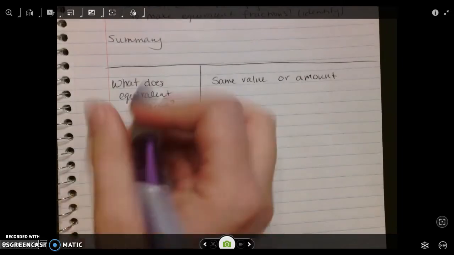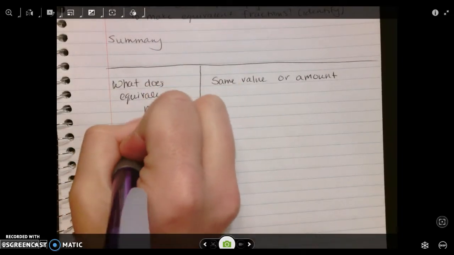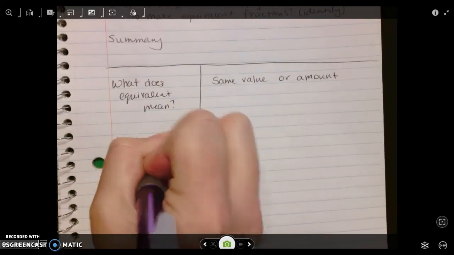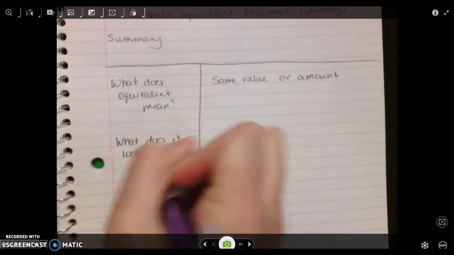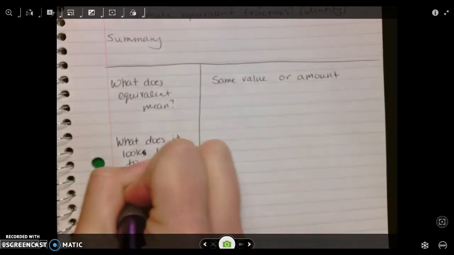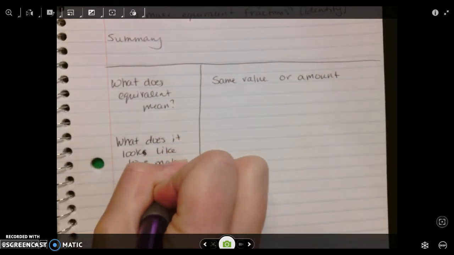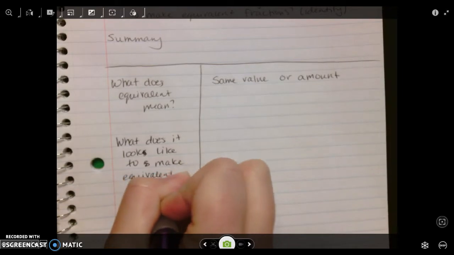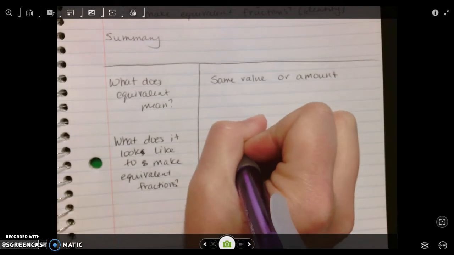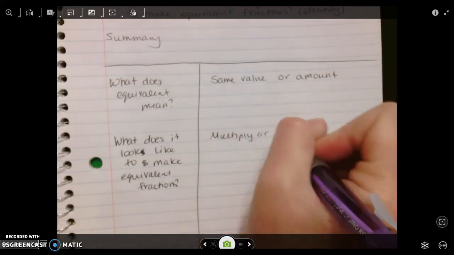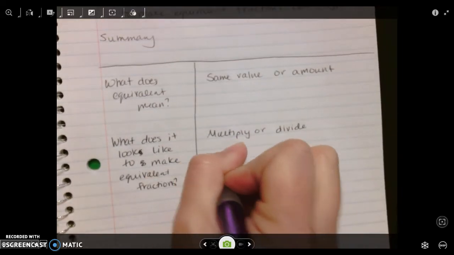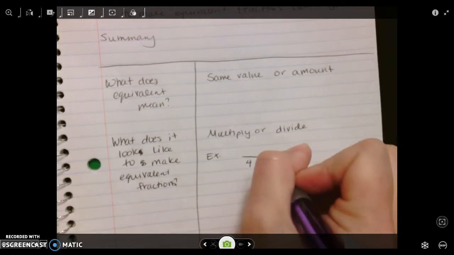So, what does it look like to make equivalent fractions? Essentially what you do is you either multiply or divide. So for example, I might be given this.